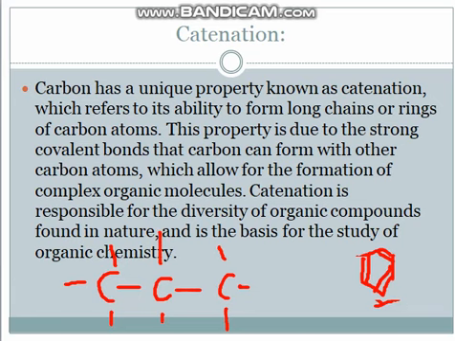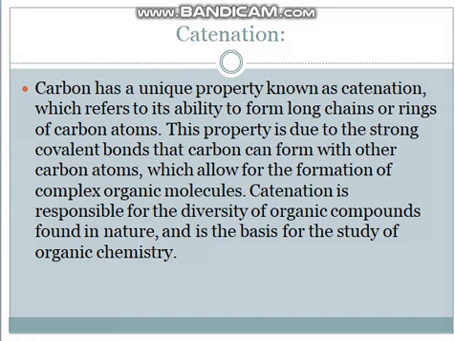Don't judge, okay? So carbon has a unique property known as catenation, which refers to its ability to form long chains or rings of carbon atoms. This property is due to the strong covalent bonds that carbon can form with other carbon atoms, which allow for the formation of complex organic molecules. Catenation is responsible for the diversity of organic molecules found in nature and is the basis for the study of organic chemistry. Let me just erase everything.